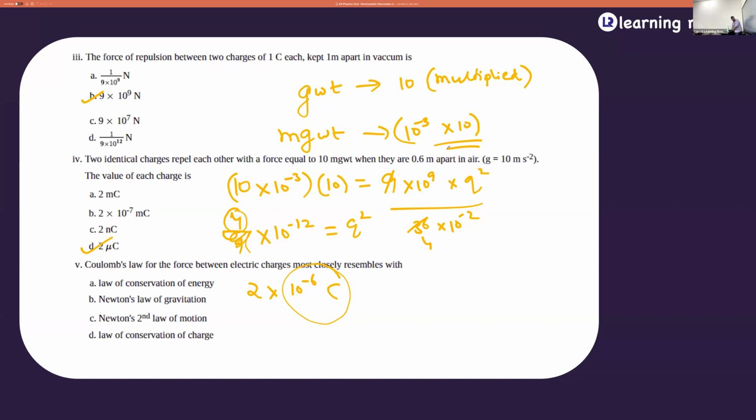So for Coulomb's law for the force between electric charges, I'll finish this also, then you can copy it. Coulomb's law for the force between electric charges most closely resembles with. That's simple.